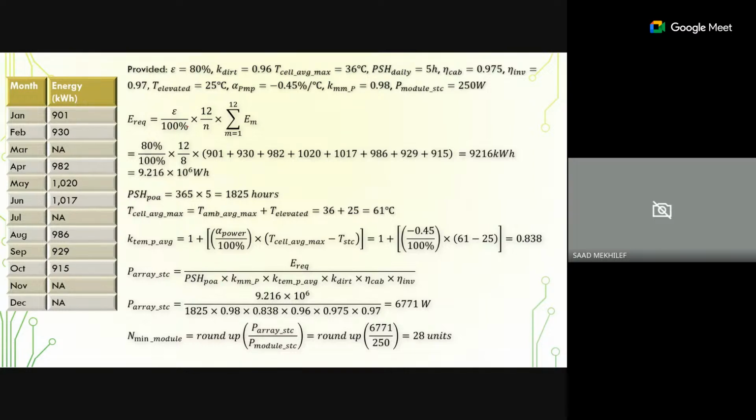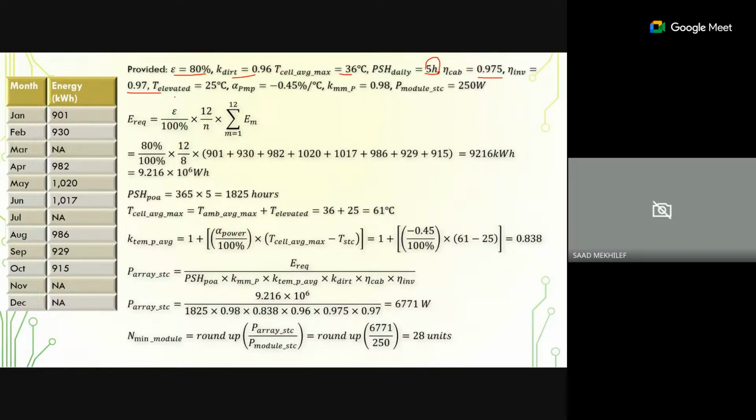You see here, assume provided that 80% of power is provided by PV panels, dirt maybe 4% losses. The temperature is around 36 degrees. We have 5 sun hours a day. Losses in the cable, the efficiency is 97.5, so these are 2.5% losses. Inverter efficiency 97, means 3% losses.